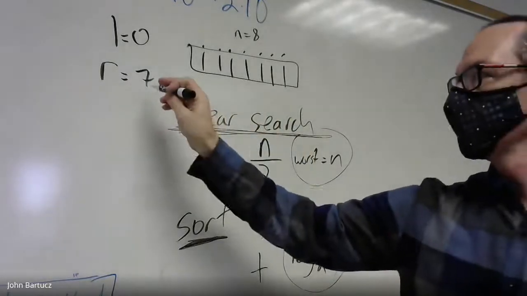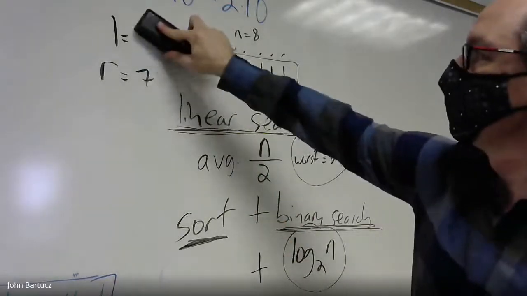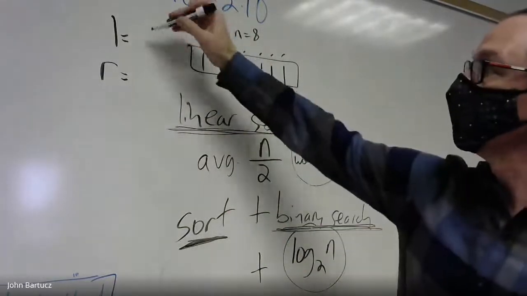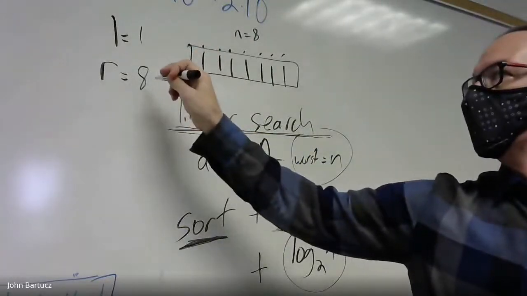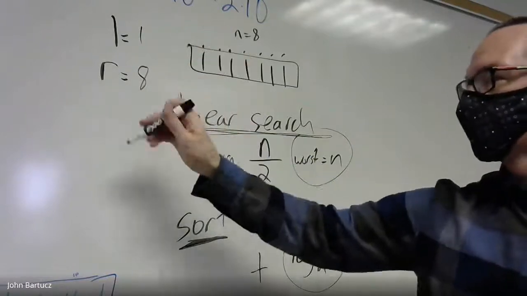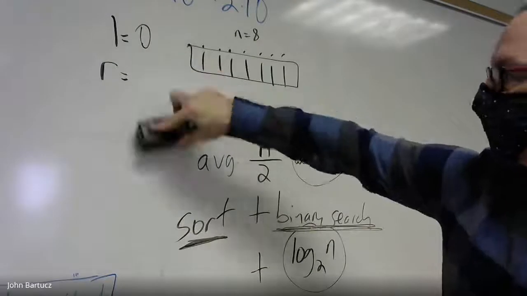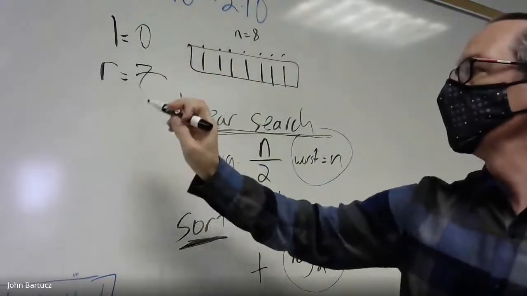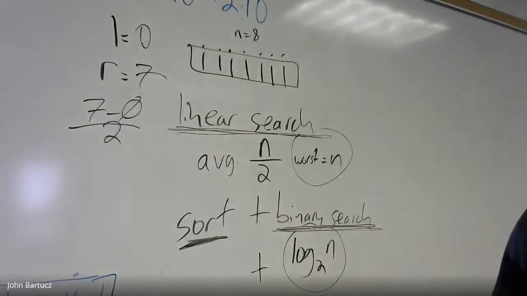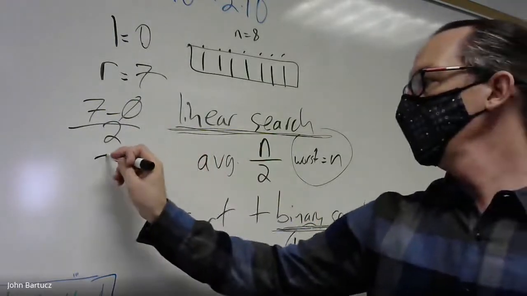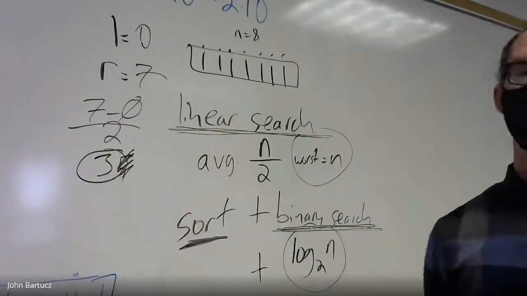Oh, I guess I need to do it the other way. 1 to 8 for this algorithm to work. Whatever, 1 to 8 doesn't matter, same thing. Oh no, because I subtract them. Whatever, doesn't matter. 0 through 7. Let's be correct with our array nomenclature. So 7 minus 0 divided by 2 gives us 3, right? Because it's 3.5, but we're doing integer math.